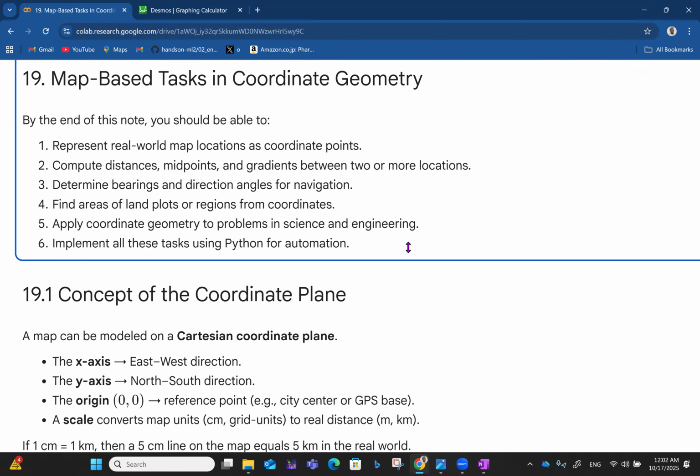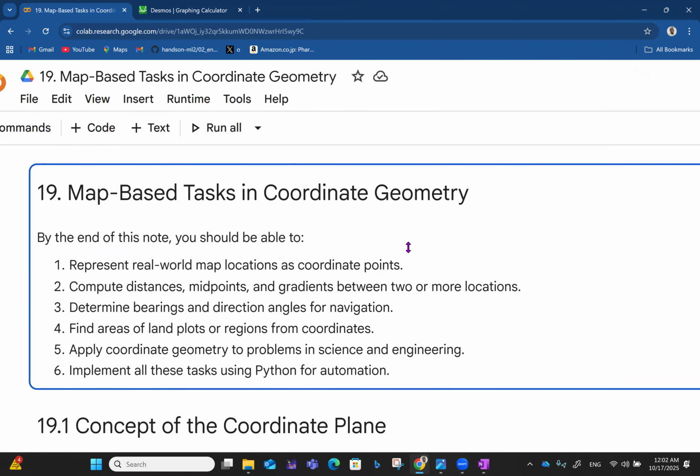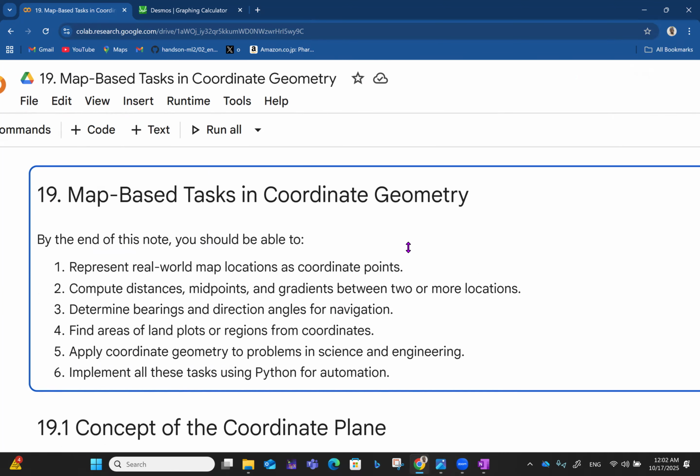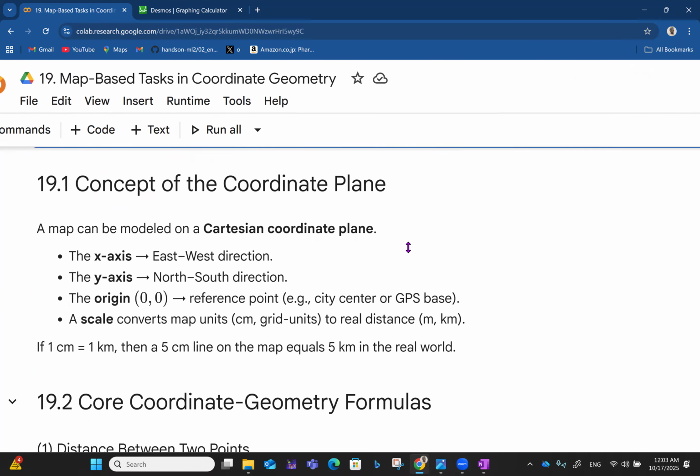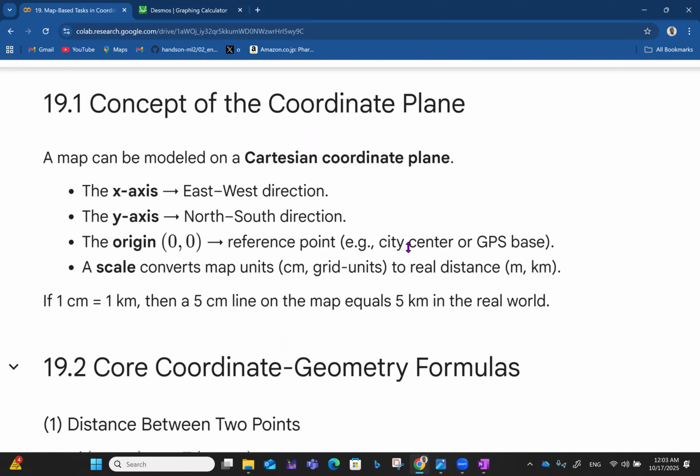By the end of this note, we should be able to represent real-world map locations as coordinate points, compute distances, midpoints, and gradients between two or more locations, determine bearings and direction angles for navigation, find areas of land plots or regions from coordinates, apply coordinate geometry to problems in science and engineering, and implement all these tasks using Python for automation. Okay, let's look at the concept of coordinate plane.